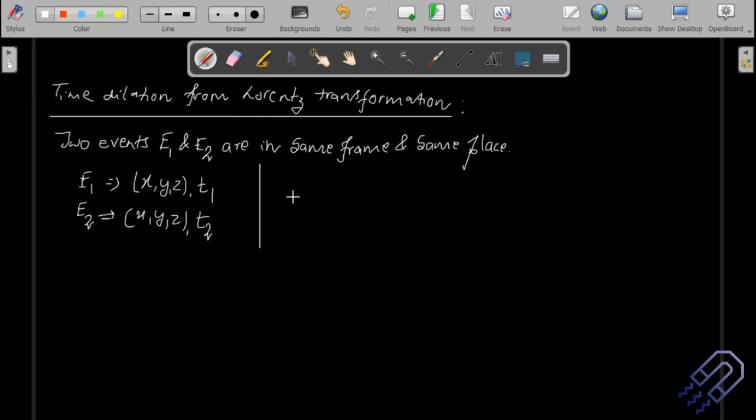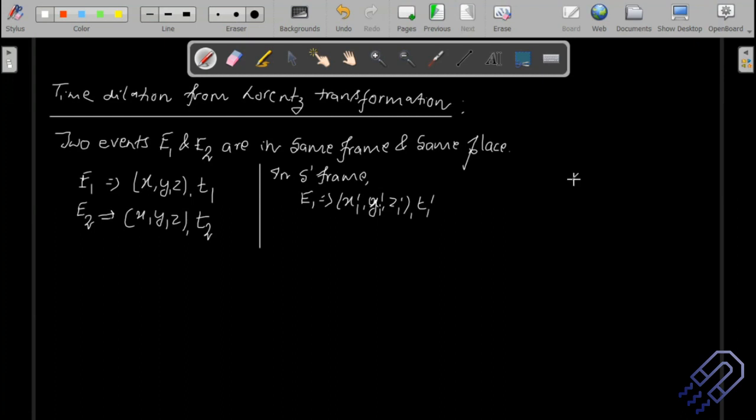What happens in the S prime frame? In the S prime frame, this is interesting, it will be different because S prime is moving. I hope you understand by the previous logic. Let me write down the first event. It will be x1 prime, y1 prime, z1 prime and t1 prime.